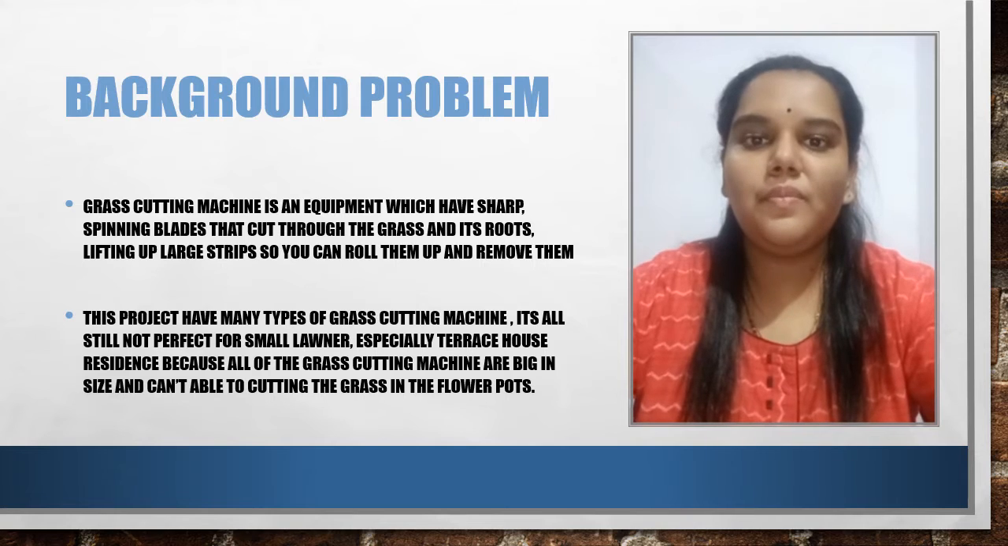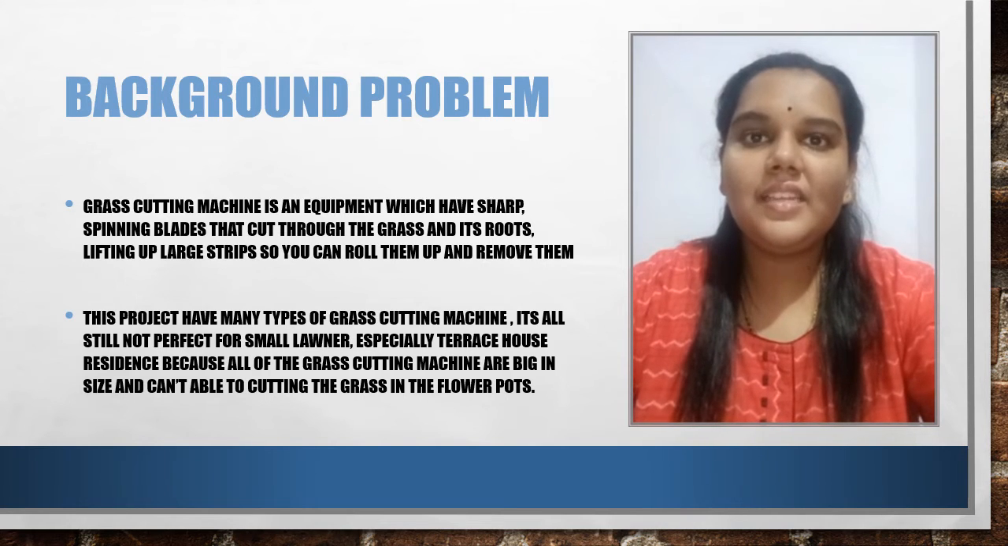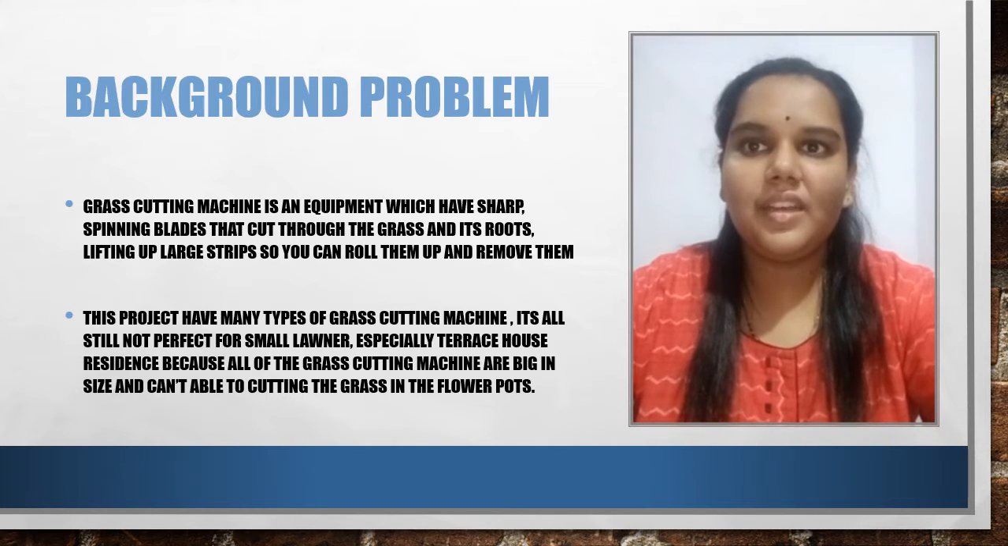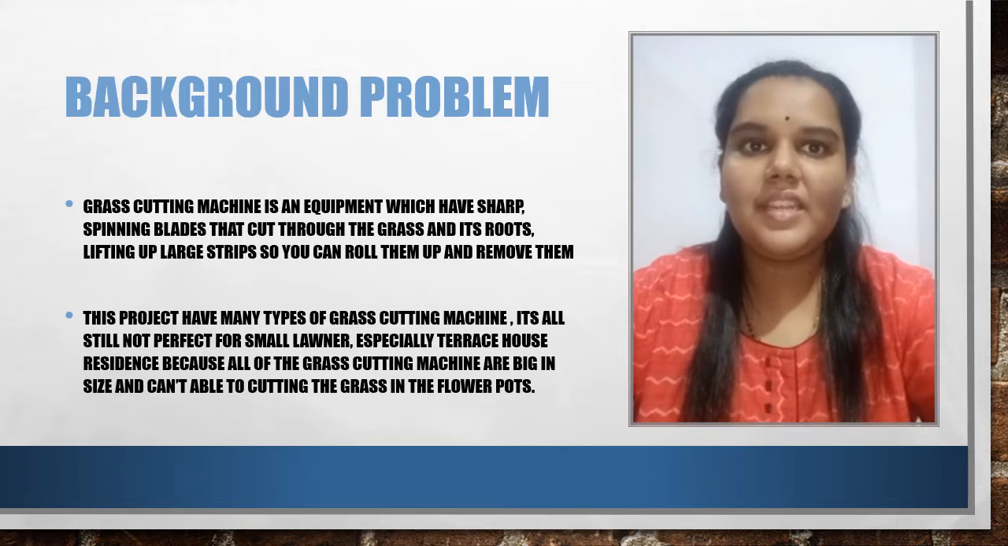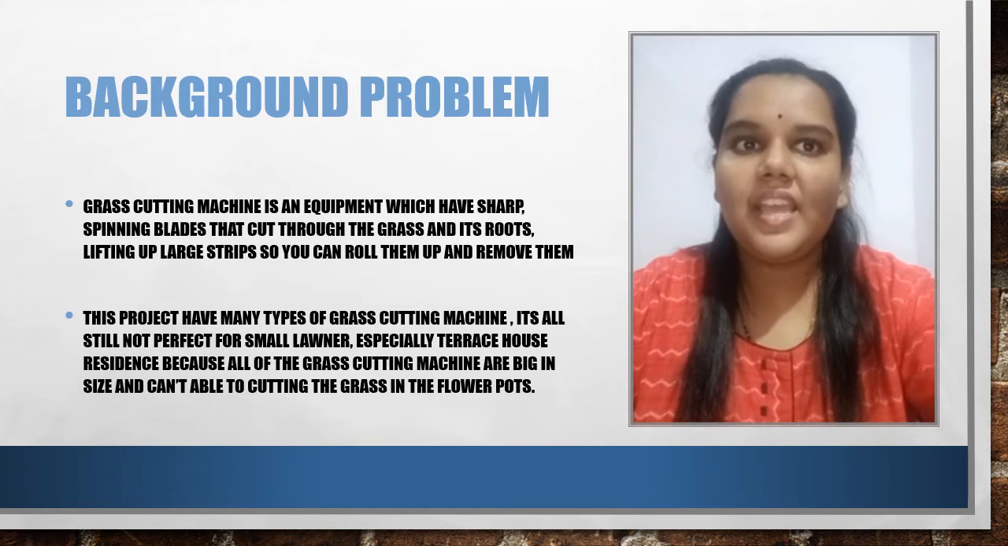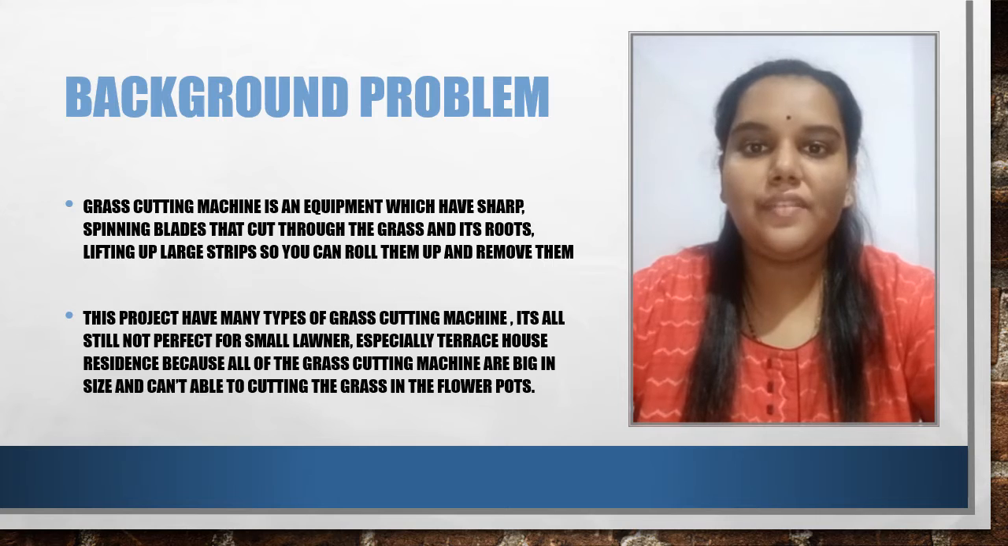So now I want to present about the background problem. The first background problem for our project is that the grass cutter machine is an equipment which has sharp spinning blades that cut through the grass and its roots, at the same time lifting up large debris so you can collect them and remove them. The second background problem is that, however, there are many types of cutting machines, but they are all still not perfect for small owners, especially terrace house residents, because all of the grass cutting machines are big in size and cannot cut the grass in the flower pots.